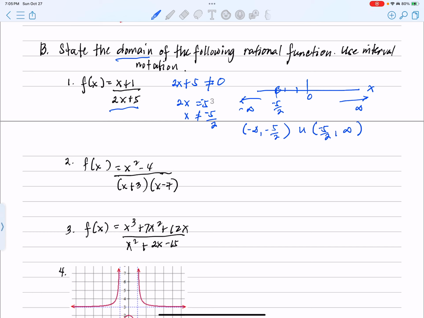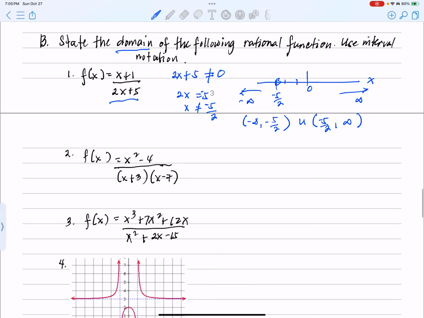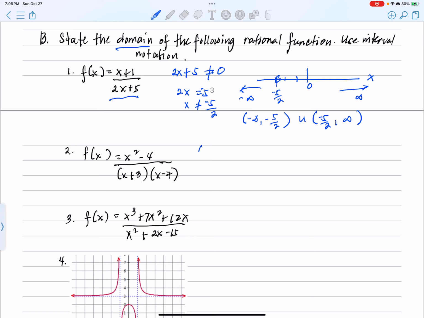Okay, let's have number 2. F of x is x squared minus 4 over x plus 3 times x minus 7. So we make x plus 3 and x minus 7 not equal to 0. So x plus 3 should not be equal to 0, x should not be equal to negative 3. X minus 7, so x should not be equal to 7.